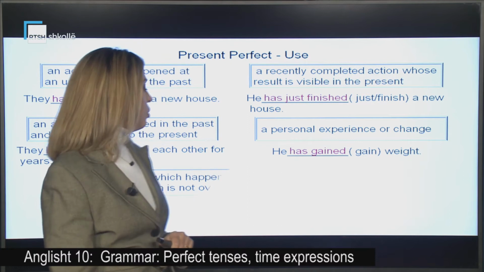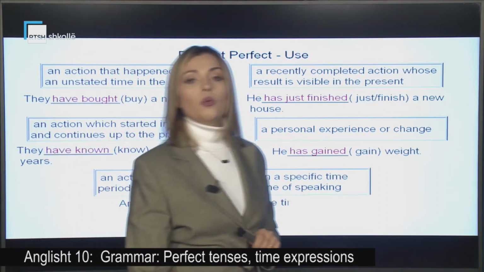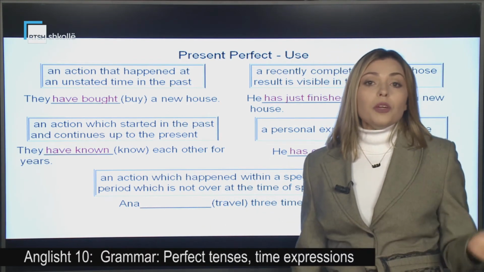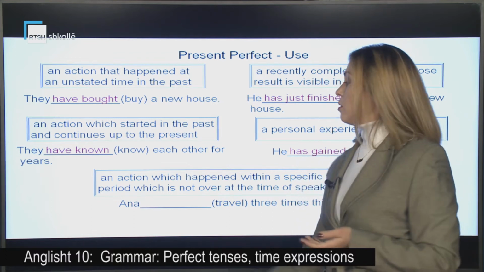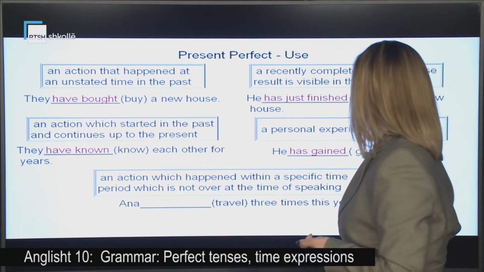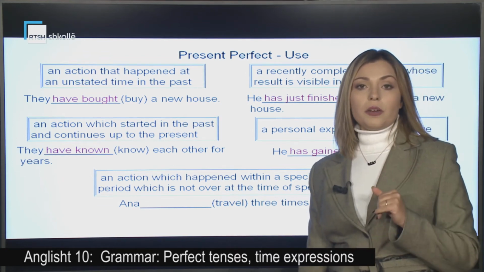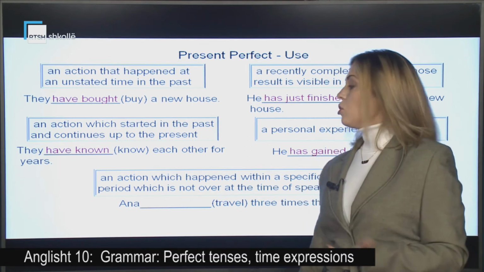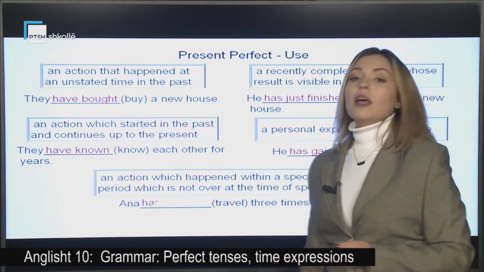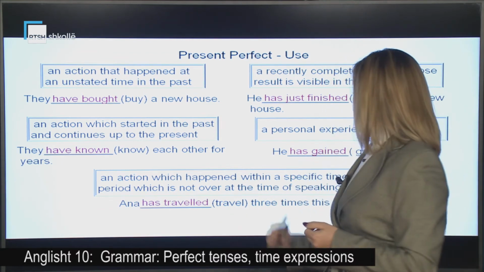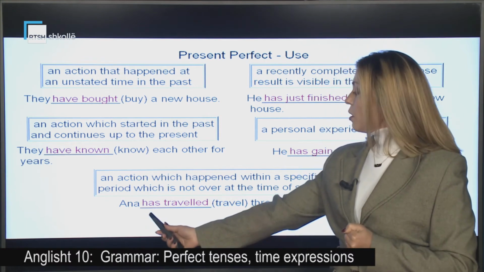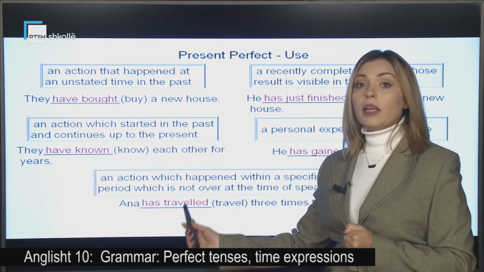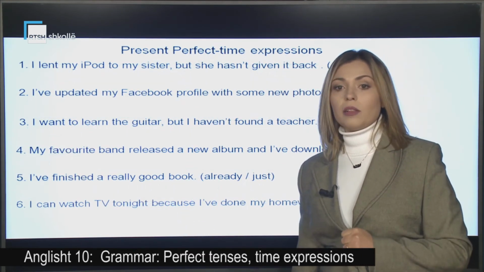And another use, when we're talking about an action which happened at a specific period, but this period has not finished yet. So we have the sentence, Anna, the verb travel, 3 times this year. But this year hasn't finished yet. So maybe Anna travels again. So we say, Anna has traveled 3 times this year. The auxiliary verb has, and our verb in ed. Be careful, we have double L, traveled, with double L.